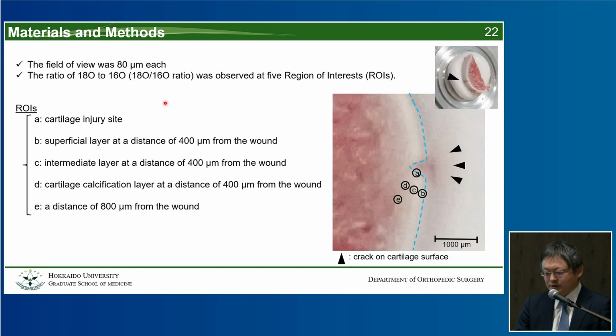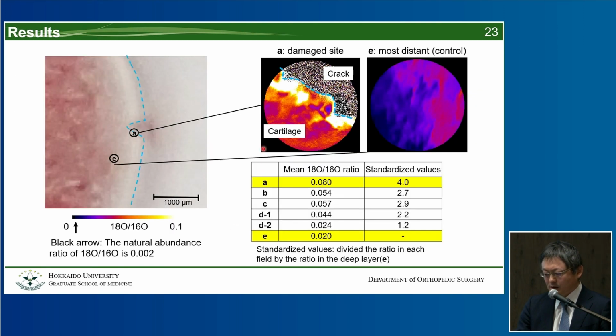As for the lesions of interest, we chose 5 locations. The nearest from the damaged site, and the superficial, intermediate, and deep layers at slightly far from the damaged site, and finally the most distant from the damaged site. So these are the results.